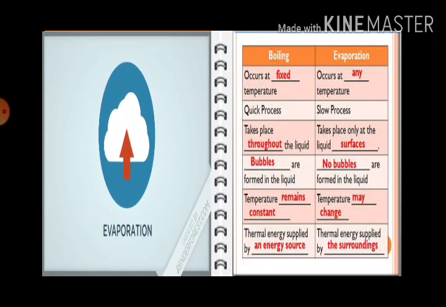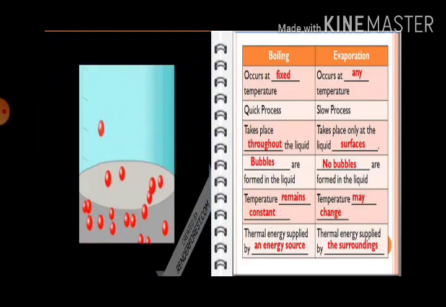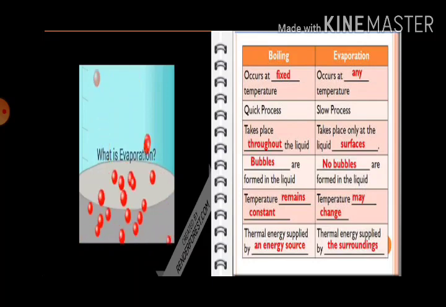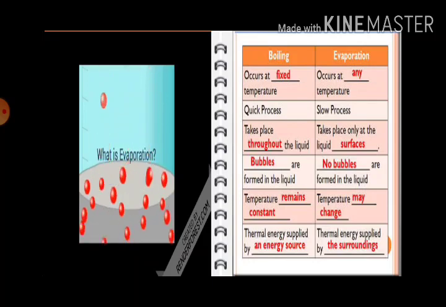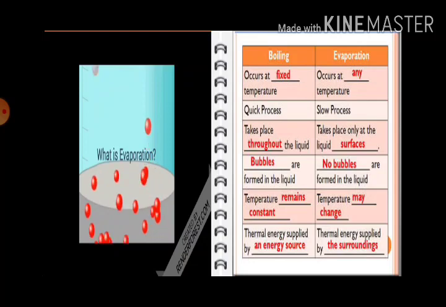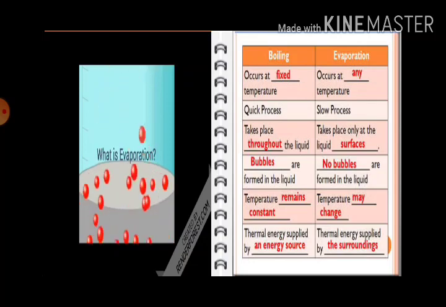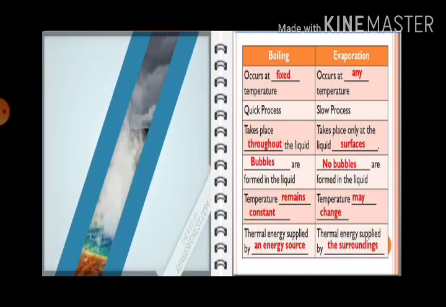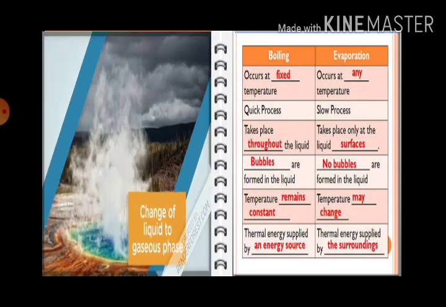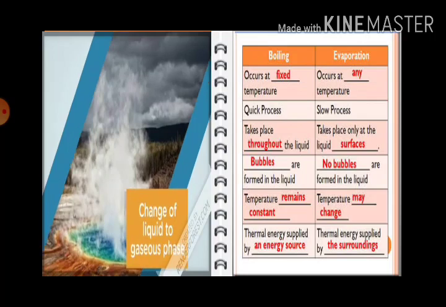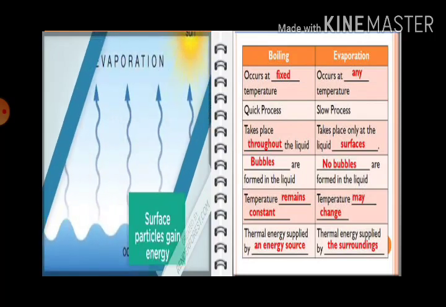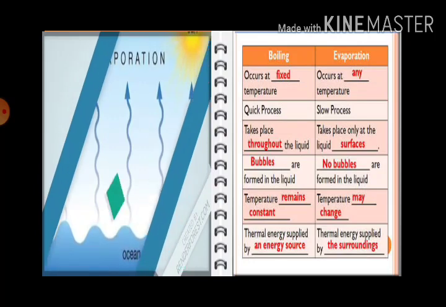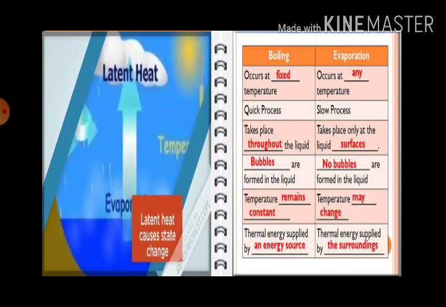Now, evaporation. What is evaporation? It is the change of liquid into vapor state. Now, there is a basic difference between the processes of evaporation and boiling. Boiling occurs at a fixed temperature, that is the boiling point, while evaporation occurs at any temperature. Boiling is a quick process, but evaporation is a slow process. Boiling takes place throughout the liquid, while evaporation takes place only at the liquid surface. That's why boiling is called a bulk phenomenon, while evaporation is a surface phenomenon.